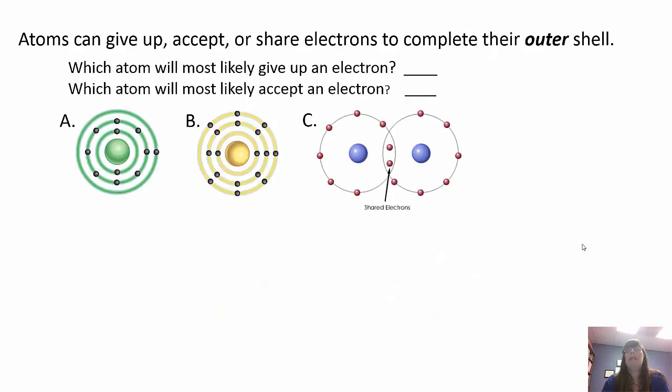So atoms can give up, accept, or share electrons to complete their outer shell. So which of these atoms is most likely to give up an electron? Hopefully you said A, because A only has one little electron in its outer shell. So if A gives up that electron, that shell just disappears. Which atom will most likely accept an electron?